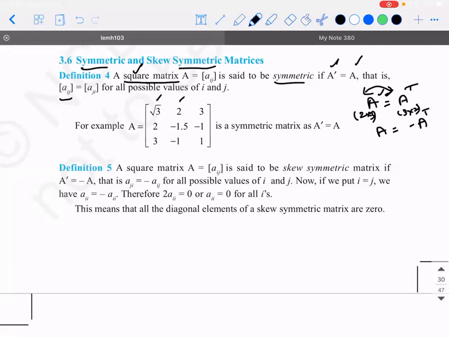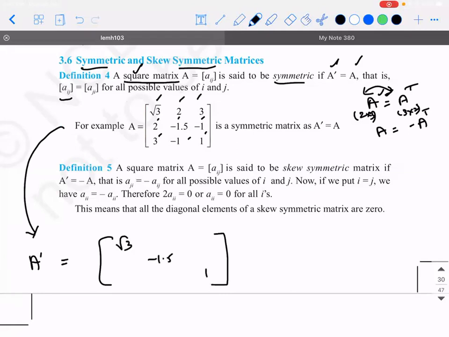Example: root 3, 2, 3; 2, minus 1, 0.5; minus 1, 3, minus 1, 1. So how do you write the transpose for it? Whenever you are writing the transpose for a square matrix, which part will be undisturbed? Root 3, minus 1.5, 1. That is, the diagonal elements are untouched. They are not changing. But this 2 will come here and this 2 will go here. So 2 and 2. This 3 will come here and this 3 will go here. 3, 3. This 1 will come here and this 1 will go here. Minus 1, minus 1. So these two matrices are said to be symmetric.